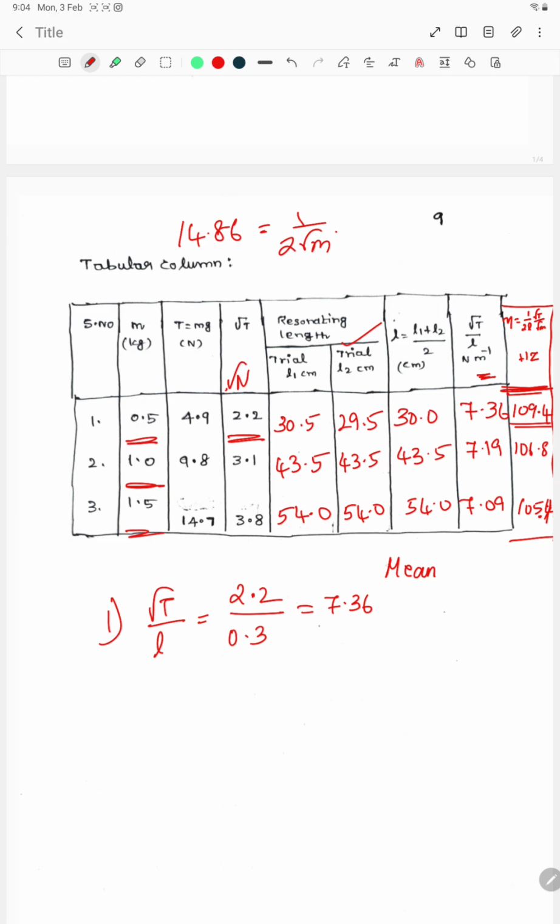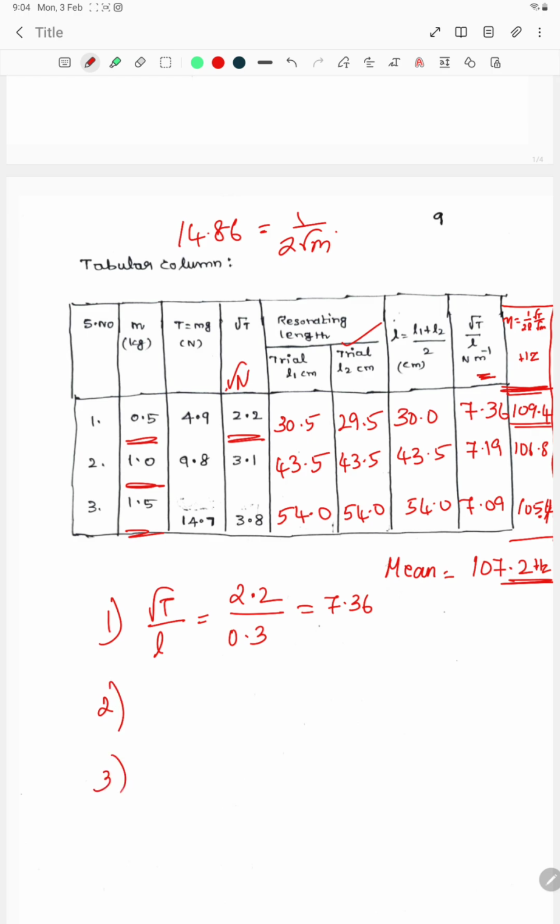Then you have to take the mean value of these three. So the mean value of the frequency will be 109.4 plus 106.8 plus 105.4, divided by 3. Don't forget to use the bracket. Divided by 3. So the value is 107.2 hertz. Don't forget to write hertz here.